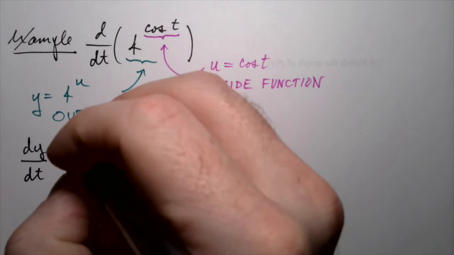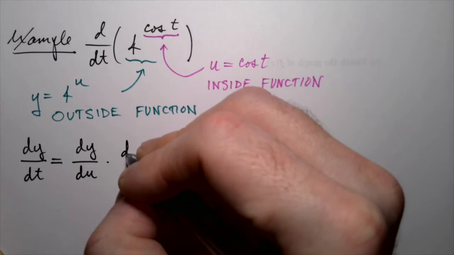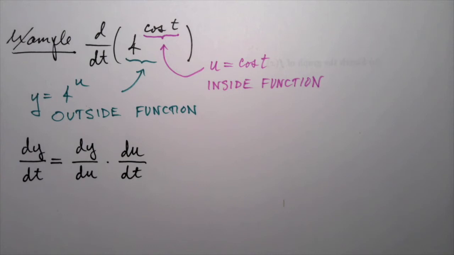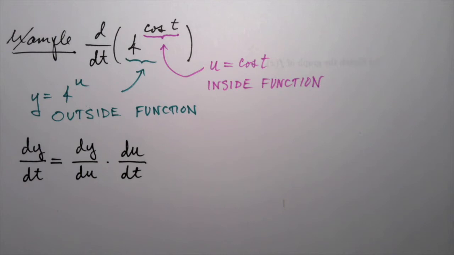So in Leibniz notation, the derivative of y with respect to t is the derivative of y with respect to the intermediary variable u times the derivative of u with respect to t. Okay. So before, it was dy over dx is dy du times du dx, but here it's a function of t, so I'm using t in place of x. So that's a general formula for the chain rule. Let's apply it here.